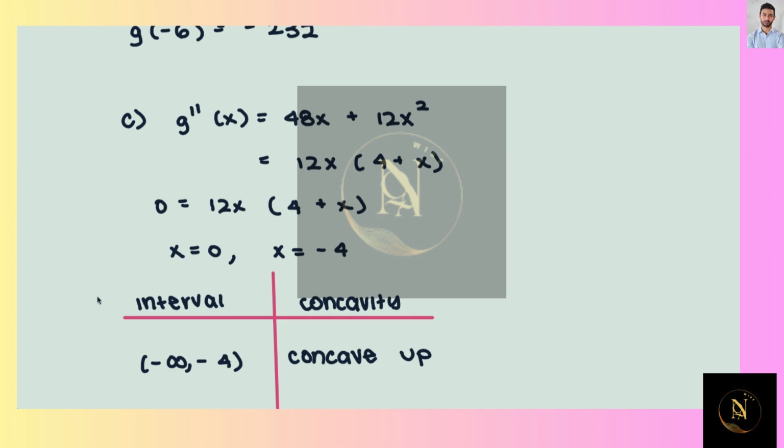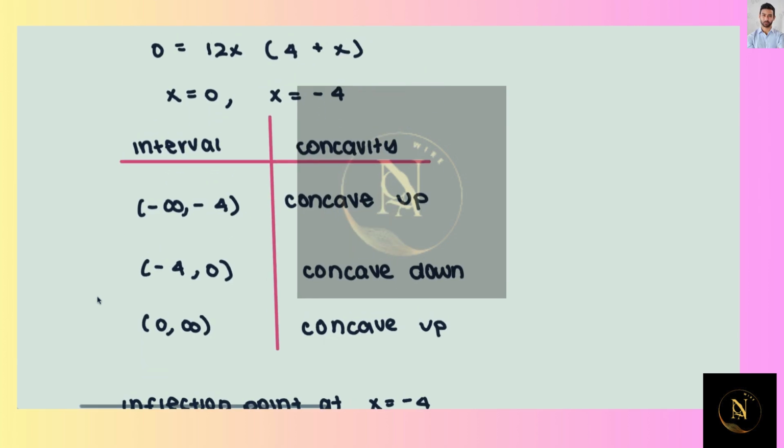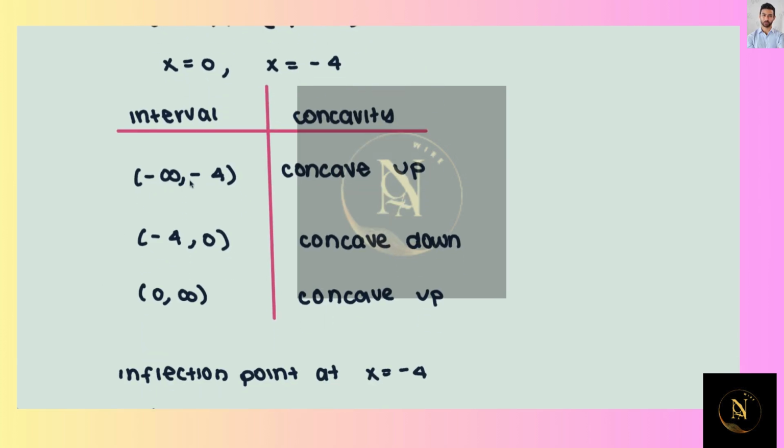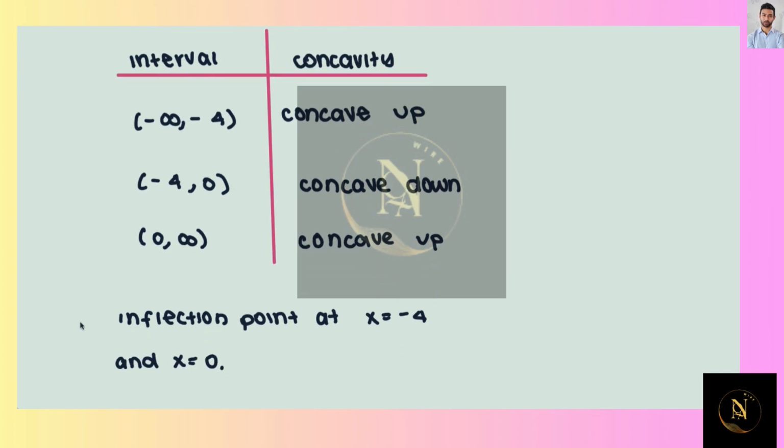So now we can make some intervals and determine concavity. So our first interval would be negative infinity to negative 4. And then you can plug in a point within that interval and determine the sign of the function. And when you do, we determine that this is concave up in that interval. And then our second interval is negative 4 to 0, and that would be concave down. And then finally, we have 0 to infinity, and that would be concave up. So what we can see here is we went from concave up to down to up. That means we have an inflection point. We have an inflection point at x equals negative 4 and x equals 0.